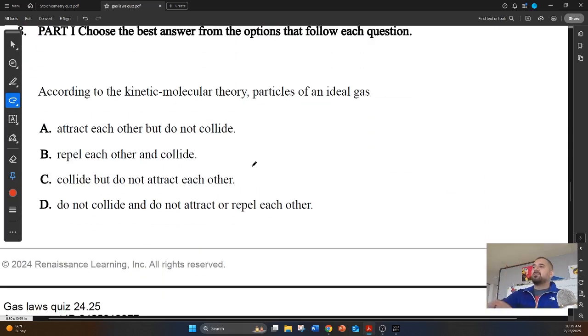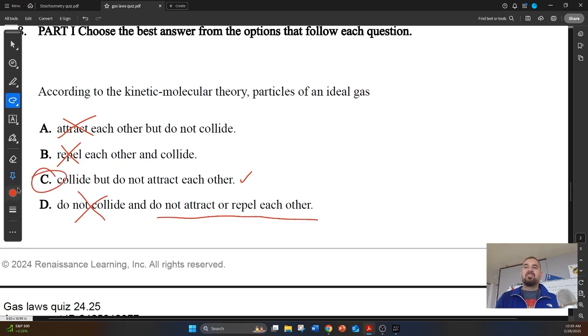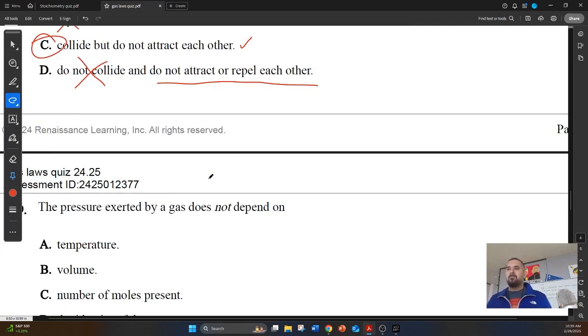According to kinetic molecular theory, particles of an ideal gas, they attract each other but do not collide. Is that true? No, they don't attract each other. They repel each other and collide. Is that true? No, they don't repel. There is no attraction, there is no repulsion between gas particles. They collide but do not attract each other. Is that true? So this is true. It's an incomplete statement, but it's true. They do not collide. Is that true? No. They do not attract or repel each other. So this is true, but they do not collide is untrue. So C is the only correct answer here.